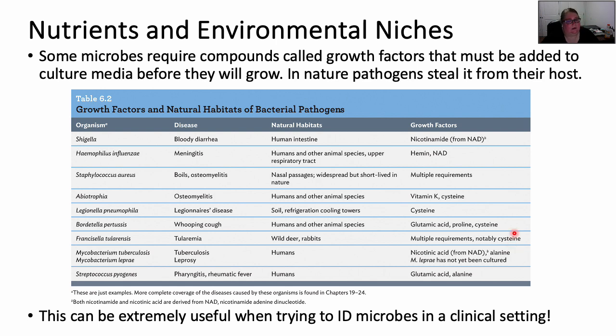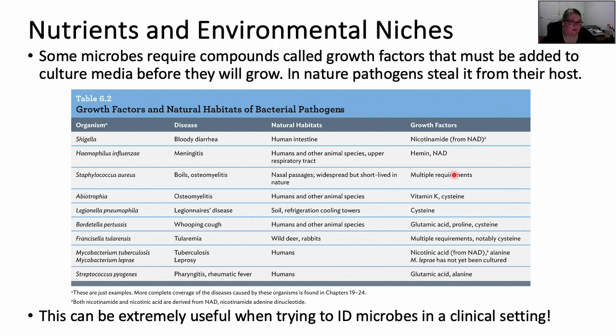Okay, so because these pathogens need specific growth factors, we can utilize this list in order to identify these microbes in the clinical setting. So we're going to have different petri dishes that are going to have different growth factors, and we're going to see what grows on them and what doesn't grow. That's going to help us eliminate what the pathogen could be.